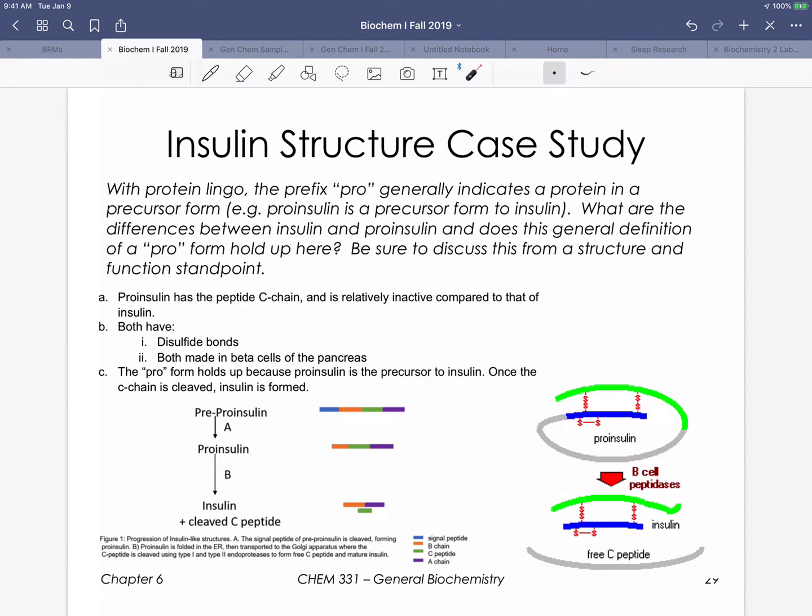And then we had our insulin structure case study. A lot of what we talked about with insulin structure are things that we highlighted with a lot of things here. I do want you to know what the structure of insulin is. We start out with proinsulin, which is a single chain. We do some enzymatic work by peptidases that are in your beta cells, which are in your pancreas, to liberate this free C-peptide and then functional insulin.